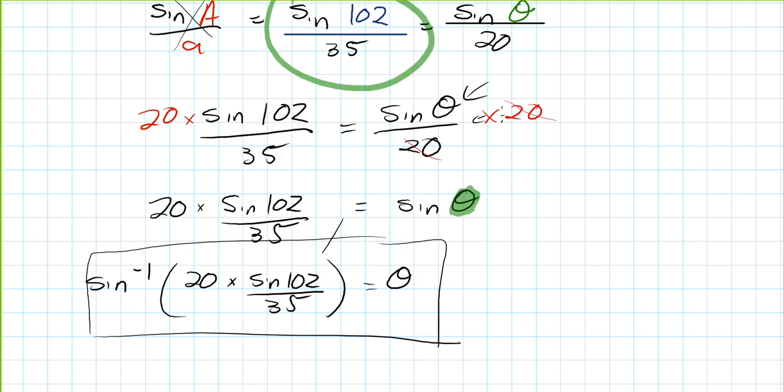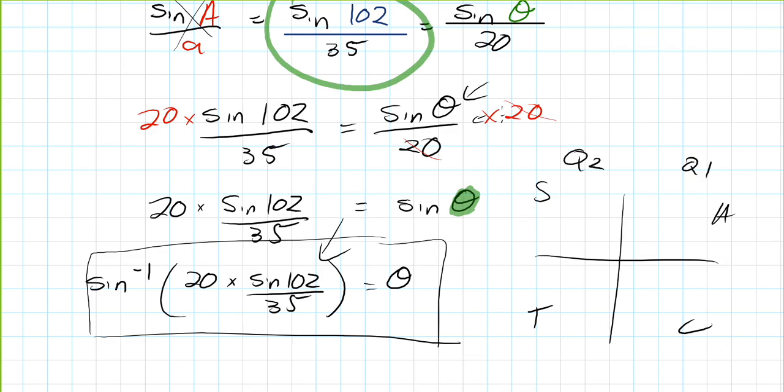Now I do want to make one note here. Sine 102. If you remember the CAST system, 102 happens to fall in, if this is quadrant 1, this will be quadrant 2. 102 falls in this quadrant here. The question is, what's going to be positive in that quadrant? Will cosine or sine be positive in this quadrant here? Sine. Yeah. So we're still going to end up with a positive answer, so that's going to check out for us.